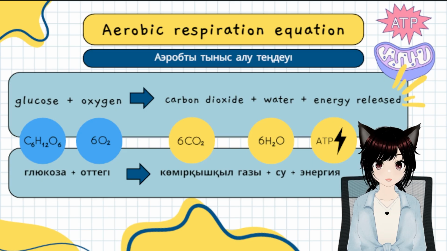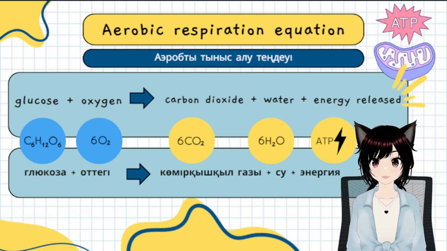We start with our reactants, glucose plus oxygen. This reacts to produce our products, carbon dioxide, water, and energy.